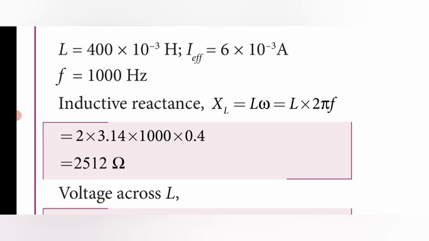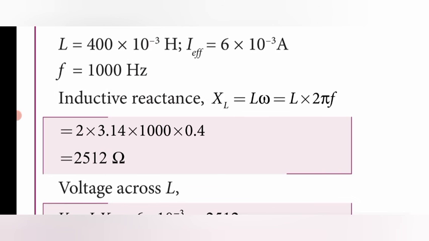So first we have to find the inductive reactance. Inductive reactance XL is equal to L omega, that you know. Substitute the value of omega as 2 pi f. So substitute all the values: L value is given, 2 is a constant, pi is 3.14, also a constant, and frequency 1000. Multiply all the values and you will get 2512 ohm as the inductive reactance here.